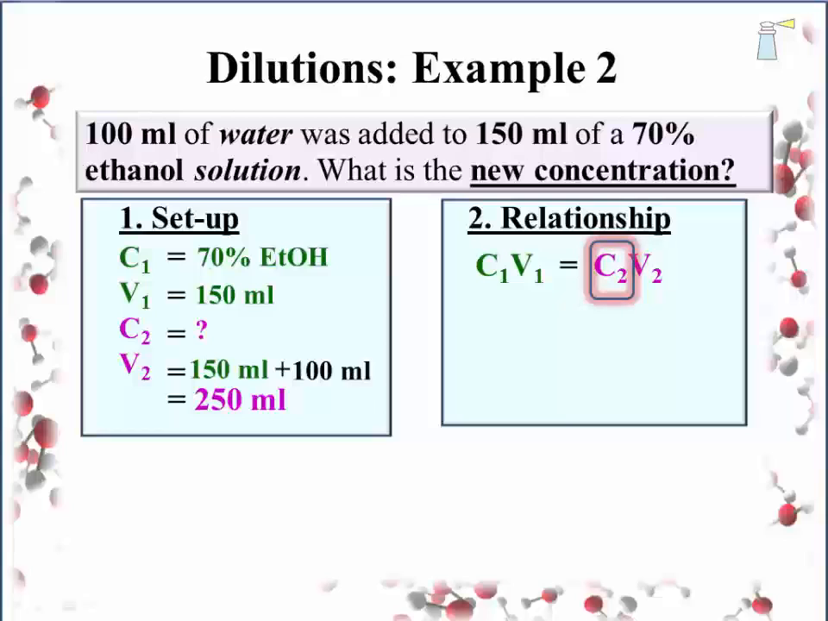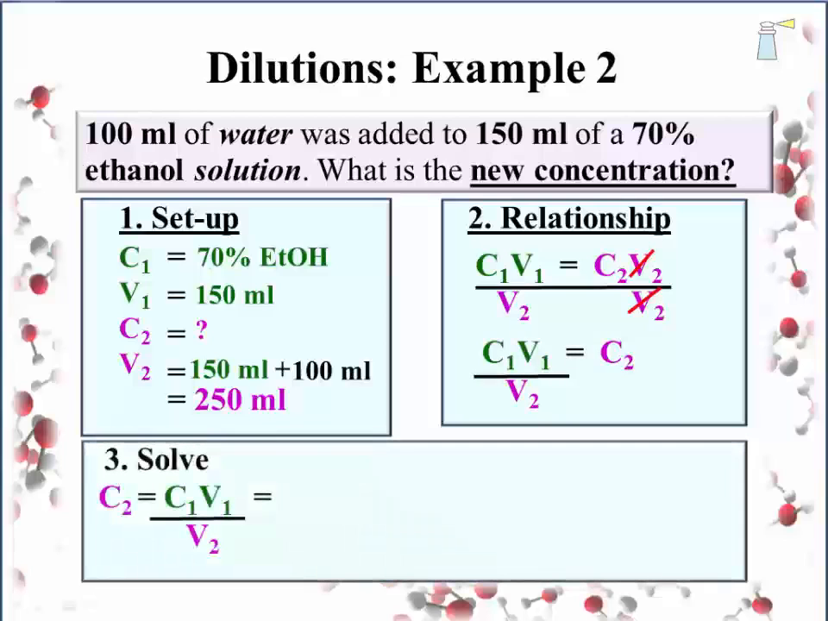No, it isn't. We can employ the same strategy in isolating C2 as we did in isolating V1 in the previous problem. That is, divide both sides of the equation by the variable next to the unknown. The variable next to C2 is V2. Divide both sides of the equation by V2 and cancel that variable out, leaving C2 isolated on one side of the equation. It doesn't matter which side.